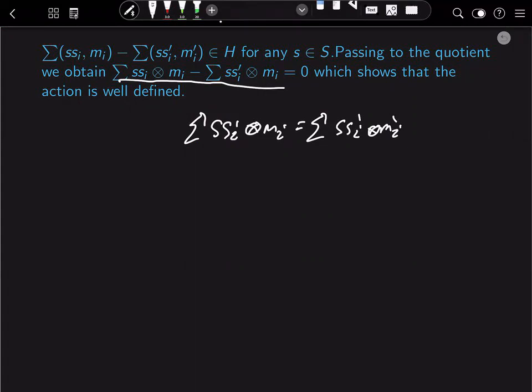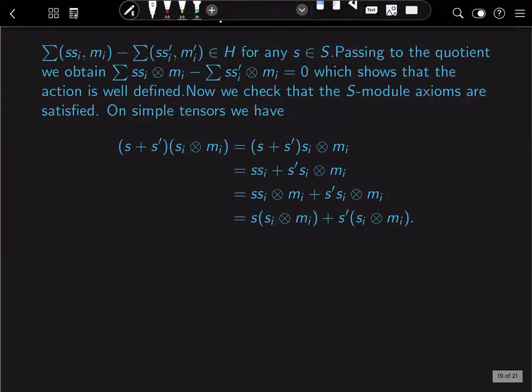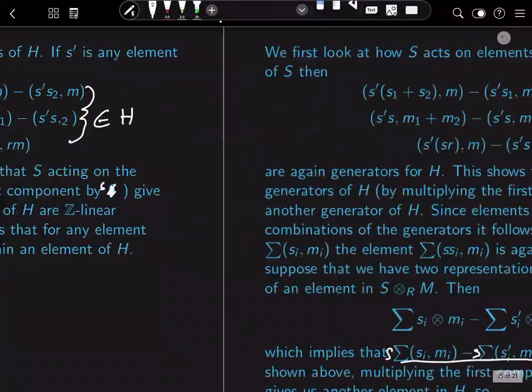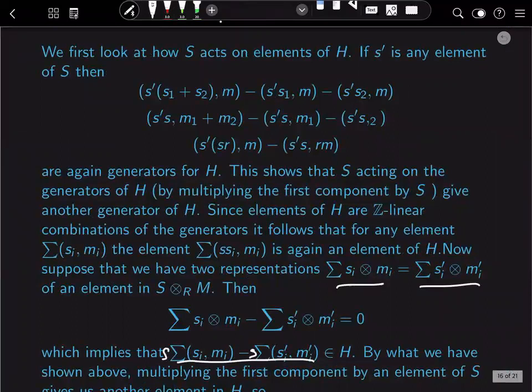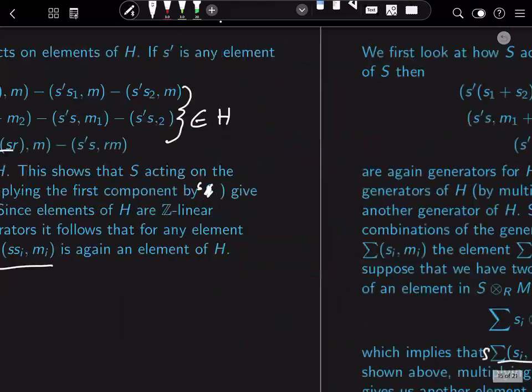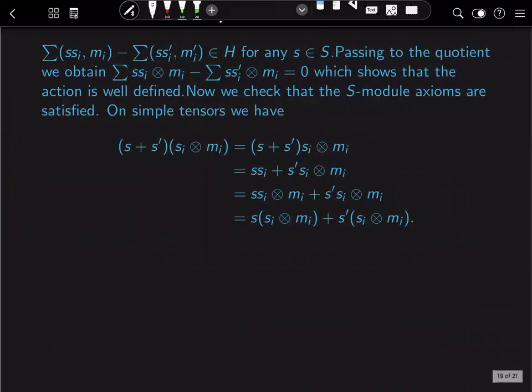And then we just have to check that the S-module axioms are satisfied. It's enough to check this on simple tensors, since, as we recall by the definition of the product here, by definition of our action, we define the action to be over the sums of simple tensors. So we can just check how the action looks on simple tensors.